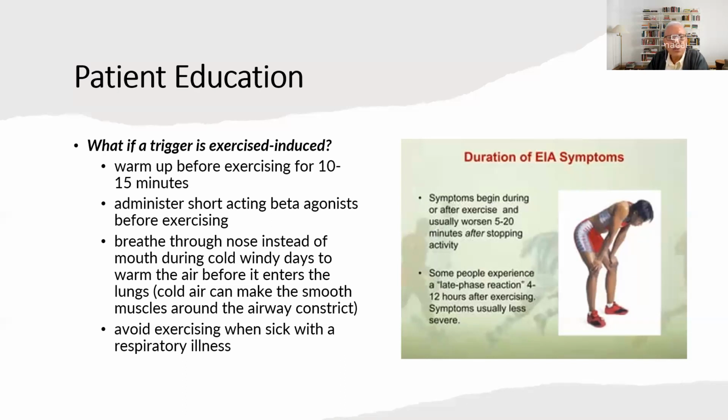And because the asthmatic attack during exercise is caused by breathing in cold air, we need to emphasize to the patient to breathe through the nose instead of the mouth during cold windy days to warm the air before it enters the lungs. The reason for that is cold air can make the smooth muscles around the airway constrict, and therefore that's why we emphasize that they need to breathe through their nose. And then, of course, avoid exercising when sick with a respiratory illness.